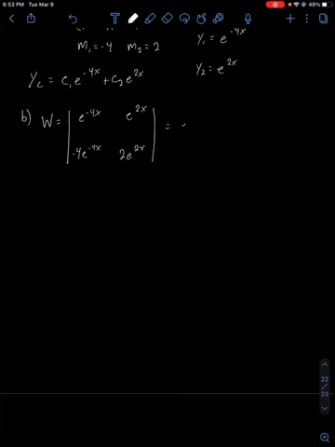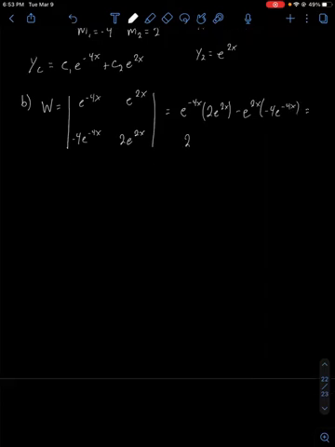Now with the Wronskian, it's e to the minus 4x times 2e to the 2x minus e to the 2x times minus 4e to the minus 4x. Multiplying these together, we have 2e to the minus 2x because we simply add the exponents of the e's, and then we have plus 4e to the minus 2x. So that turns out to be 6e to the minus 2x, and we're going to need this value, so I'm going to put it in a box.